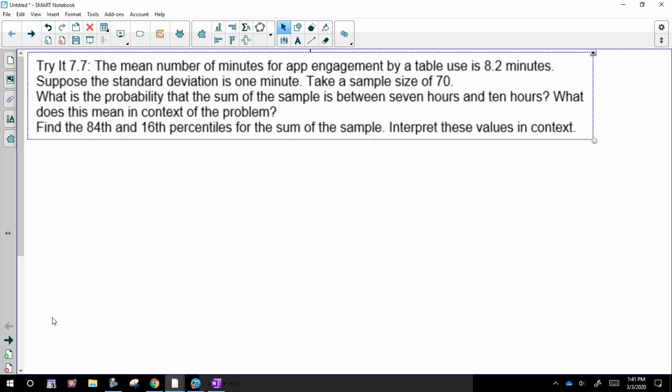The mean number of minutes for app engagement by tablet use is 8.2 minutes. Suppose the standard deviation is 1 minute. Take a sample size of 70. What is the probability that the sum of the sample is between 7 hours and 10 hours? And then we're asked to find the 84th and the 16th percentiles for the sum of the sample.